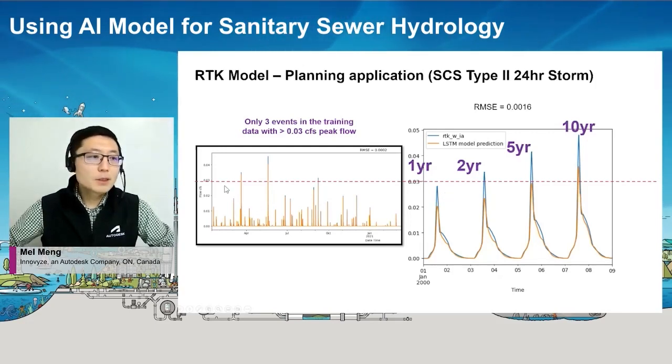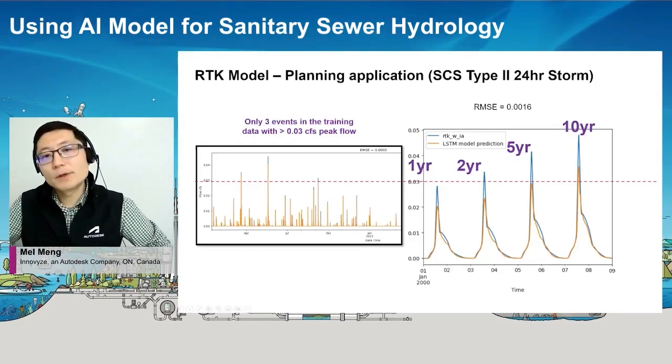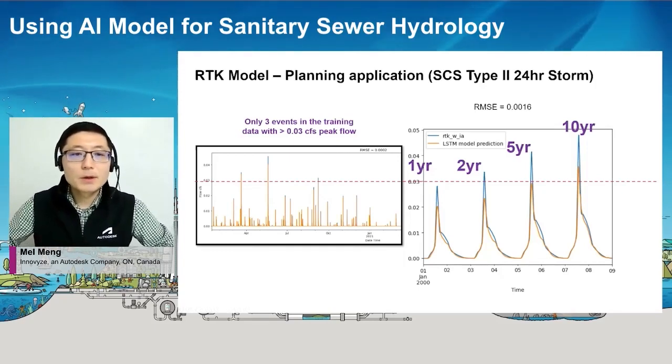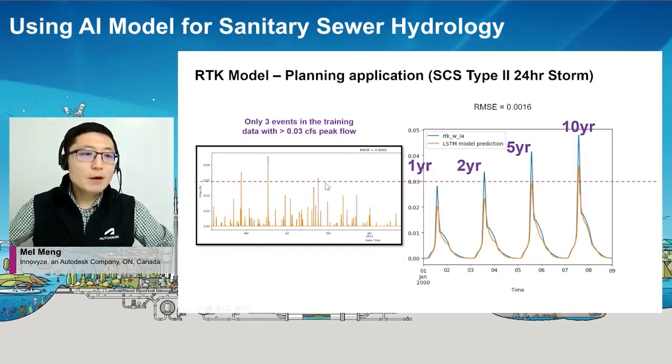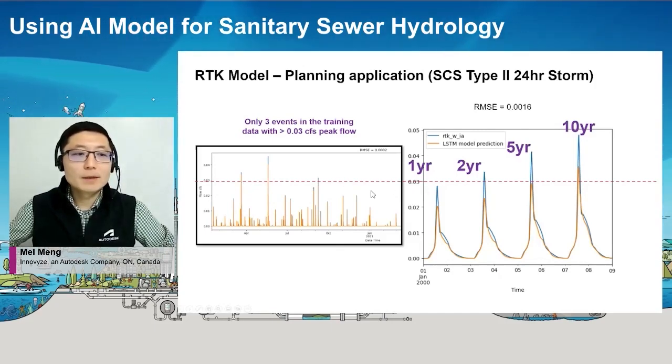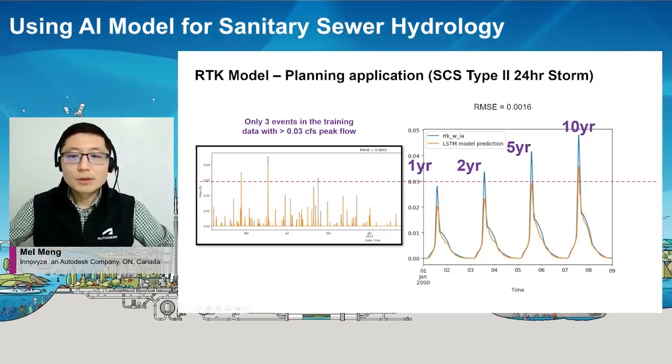As you can see, if we draw this line around 0.03, there are only like 3 events we have seen in the training data. So that's a major limitation of the LSTM: if it hasn't seen enough of the samples in the past, it cannot correctly interpolate for the data. We'll talk a little bit about how we can address this limitation in a later slide.